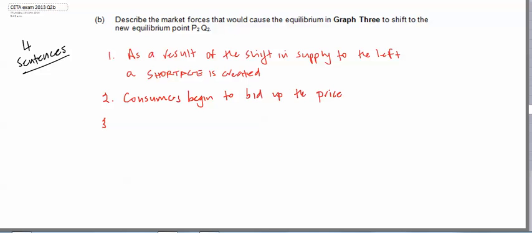As producers see consumers being more willing to pay a higher price, producers put more milk into the market at higher prices.